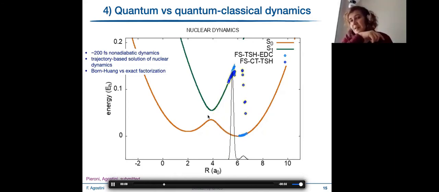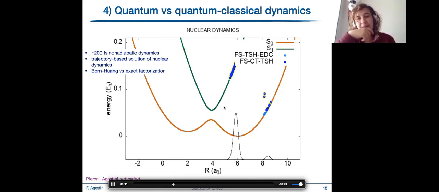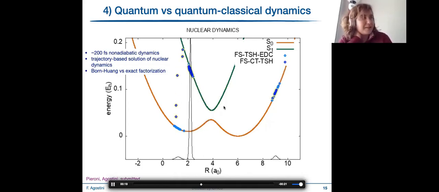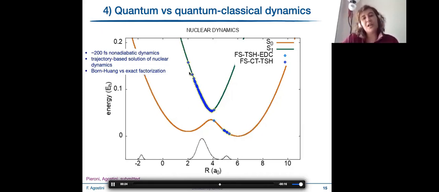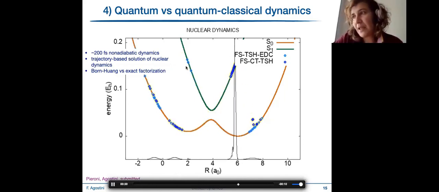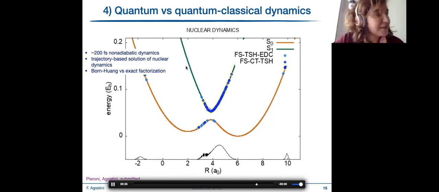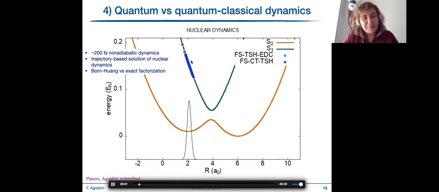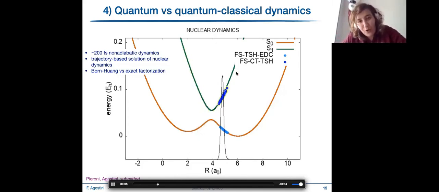Now instead, the coupled trajectories propagate with a potential, or let's say they feel a potential that is derived from the exact factorization. This potential is basically the effect of the electronic wave function that changes in time, and this time-dependent potential, unfortunately I don't have it here, develops some kind of steps.